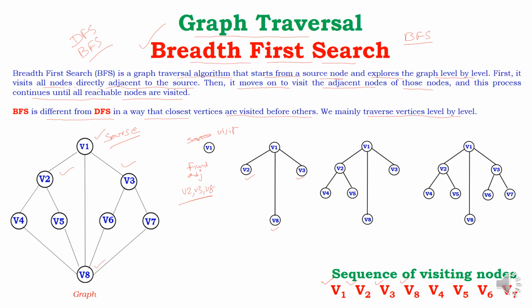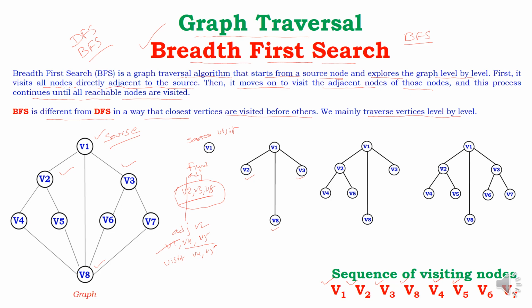Now, from the adjacent vertices, take the first vertex and find its adjacent vertices. The vertex is V2. Adjacent of V2 are V1, V4, V5. But V1 is already visited. So the unvisited adjacent vertices are V4, V5. Visit V4 and V5. V4, V5 are also visited.